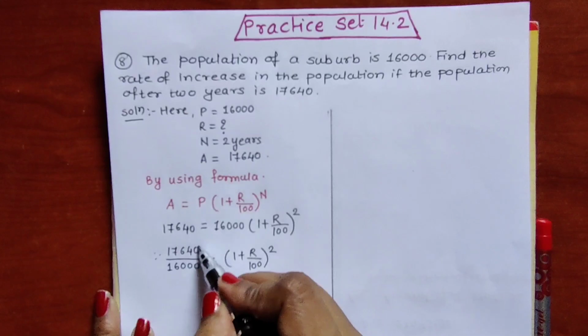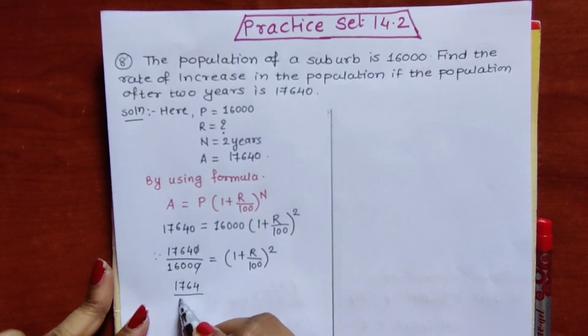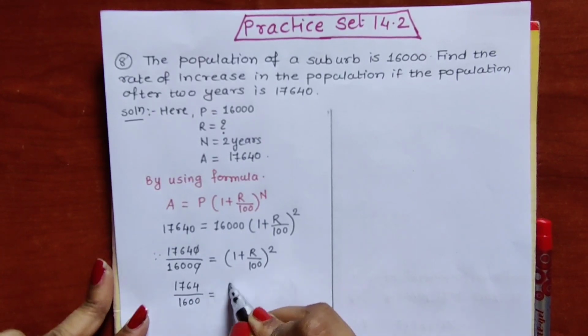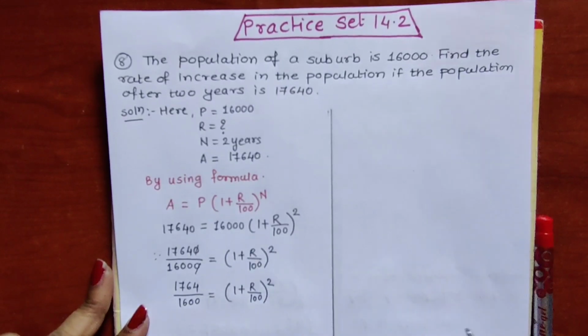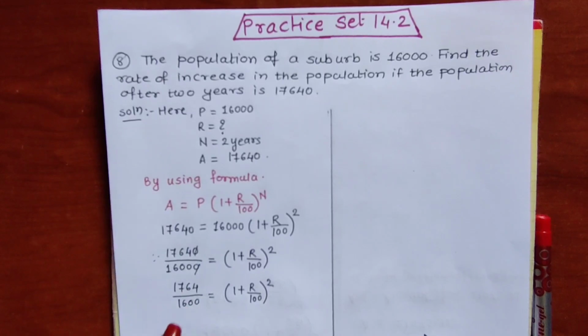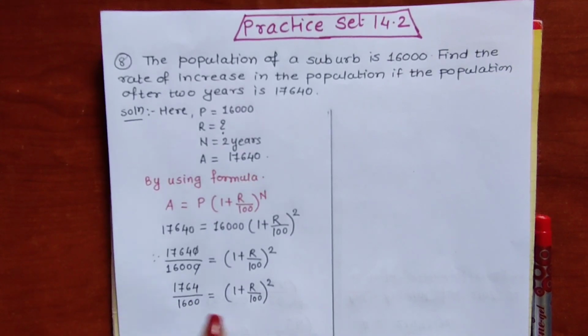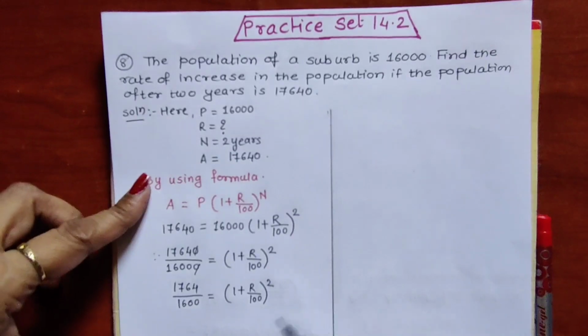Now 10 is getting cancelled. We get 1764 upon 1600 is equal to 1 plus R upon 100 square. Now this 1764 and 1600, if we observe carefully, we can see that these two are perfect square numbers. 1600 is the square of 40. 16 is square of 4, and these two zeros are there, means it is square of 40. And this side is also a perfect square. So we have to remove this square. For removing this square, what we have to do? We have to take the square root of both the sides.